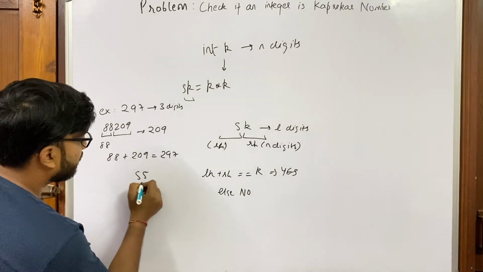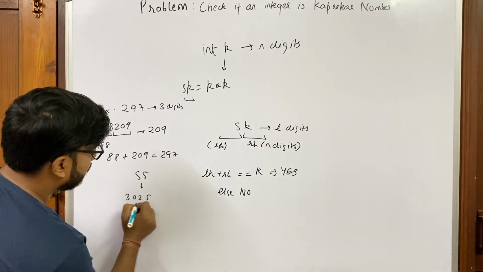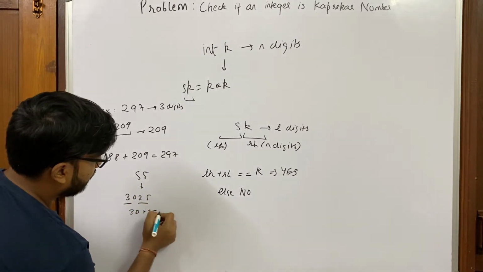Similarly, we have 55, square is 3025. You sum 30 plus 25, you get 55.